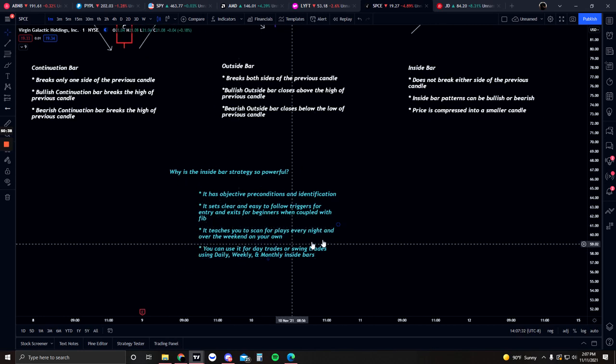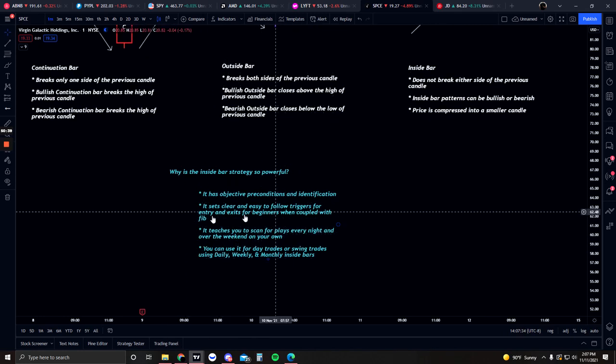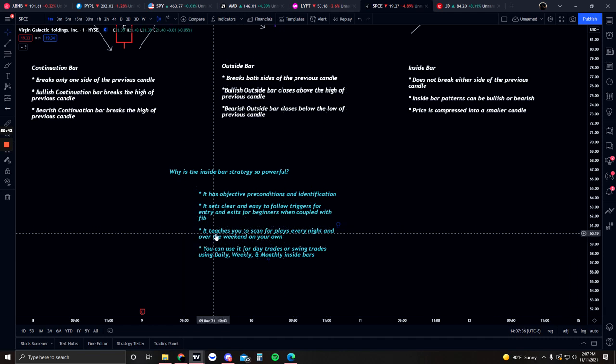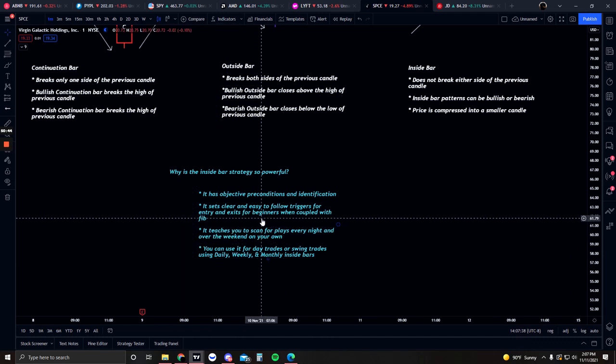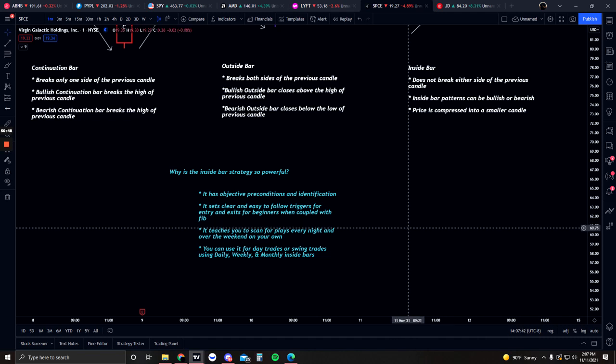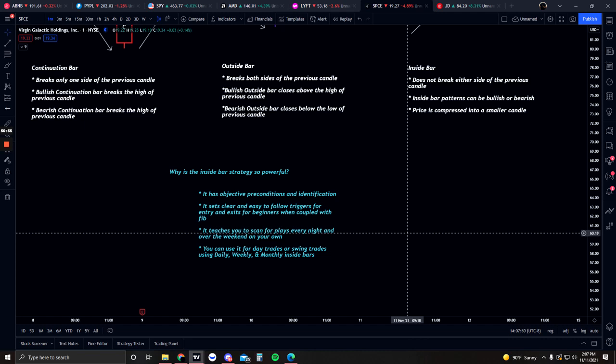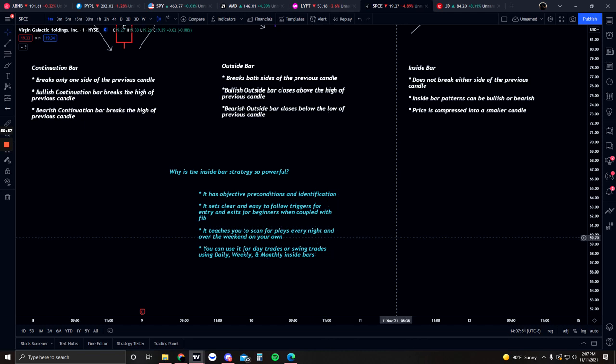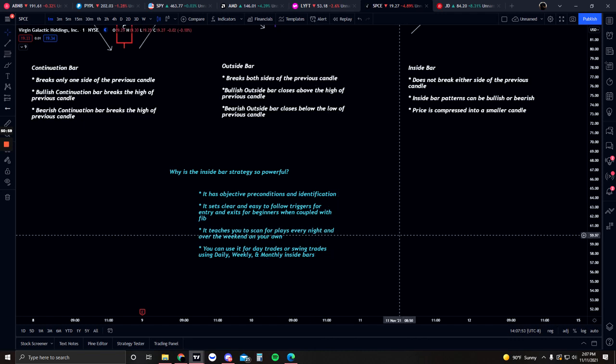What makes it so powerful? It teaches you to scan for plays every night and over the weekend on your own. Do you need my help to find an inside bar after you have the indicator and you have a watch list? Nope. Ask the people that have already learned how to play inside bars. Nobody asked me for any of that stuff. They just asked me all the extra stuff, the more advanced stuff of trading. But to catch inside bars, I'm teaching y'all how to fish.